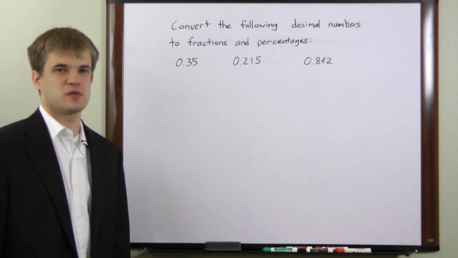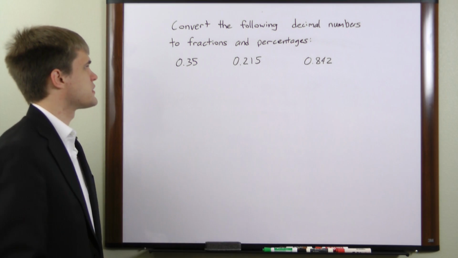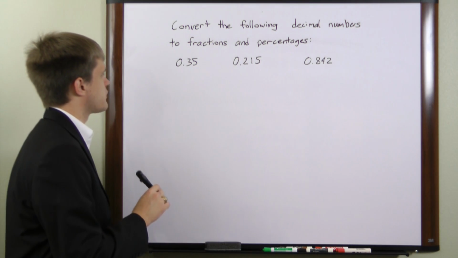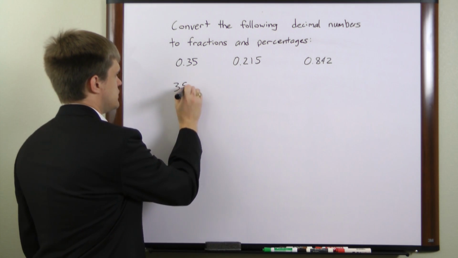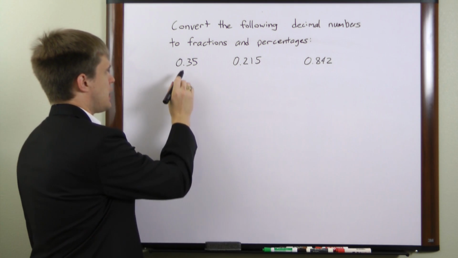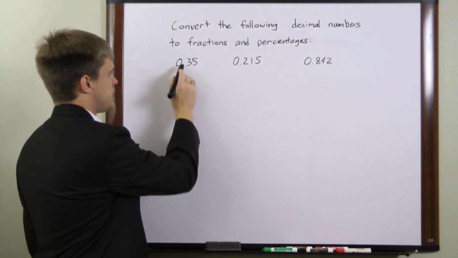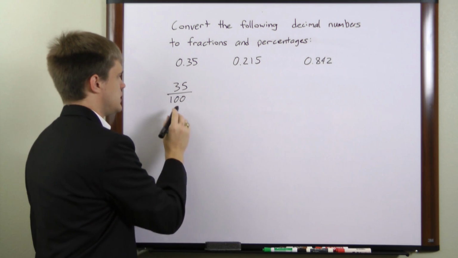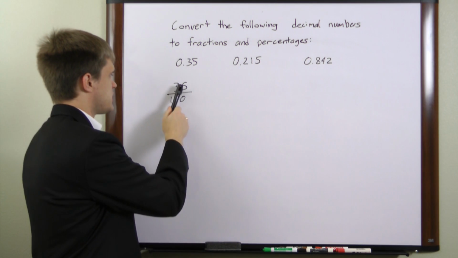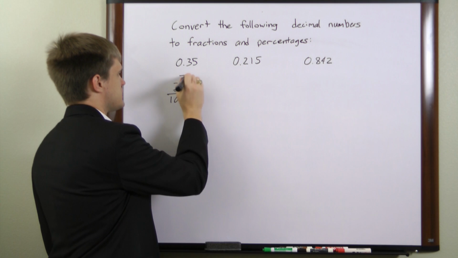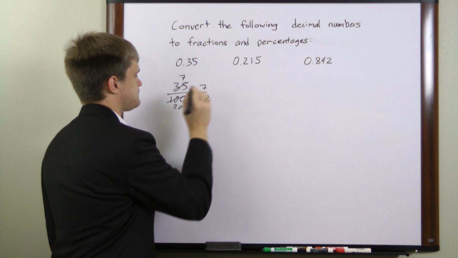The processes for converting decimal numbers to fractions and percentages are both fairly simple, so I'll demonstrate both on each of these examples here. First, we have 0.35. To convert 0.35 to a fraction, we'll write the 2 digits in here as the numerator, and we'll take a look at the rightmost digit. The rightmost digit is 2 decimal places to the right of the decimal, so we're going to write 2 zeros in the denominator. So we have 35 over 100. And this can be reduced by dividing both the top and the bottom by 5. 35 over 5 is 7. 100 over 5 is 20. So this is equal to 7 over 20.